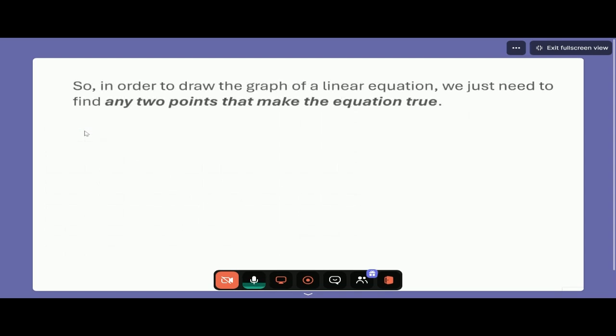Okay, I think we're going to try a few here now. So what we have figured out so far is that in order to draw the graph of a linear equation, we just need to find any 2 points, that's xy pairs, that make the equation true.